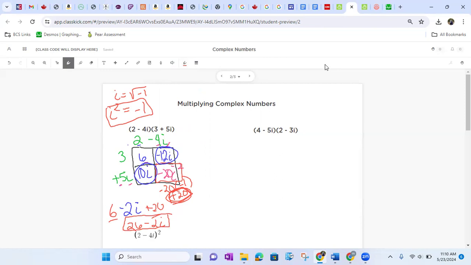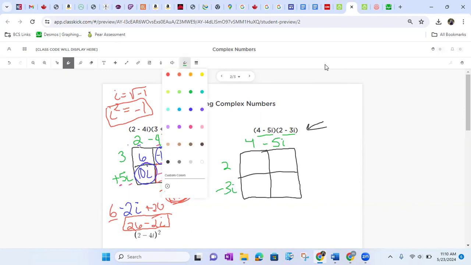Okay, let's do this a couple of times so maybe we get used to it and feel a little bit more comfortable with that i squared. Okay, so I'm going to come over to this one right over here. We're going to draw the area model one more time. I'm going to go ahead and fill out the sides with the binomials that you see. So 4 minus 5i and 2 minus 3i. And from here, we're going to start multiplying, finding all the interior pieces.